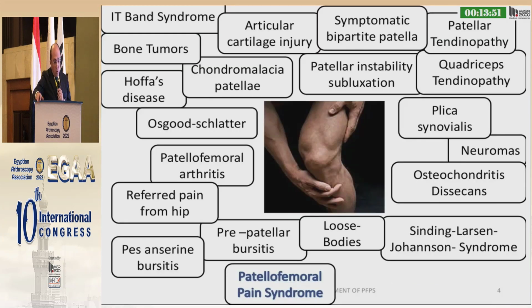These are the most common differential diagnoses of anterior knee pain, which include iliotibial band syndrome, articular cartilage injury, symptomatic bipartite patella, bone tumors, chondromalacia, plica, Osgood-Schlatter's, patellofemoral arthritis, referred pain from the hip, prepatellar bursitis, loose body, Larsen-Johansson syndrome, and patellofemoral pain syndrome as the most common cause of anterior knee pain.